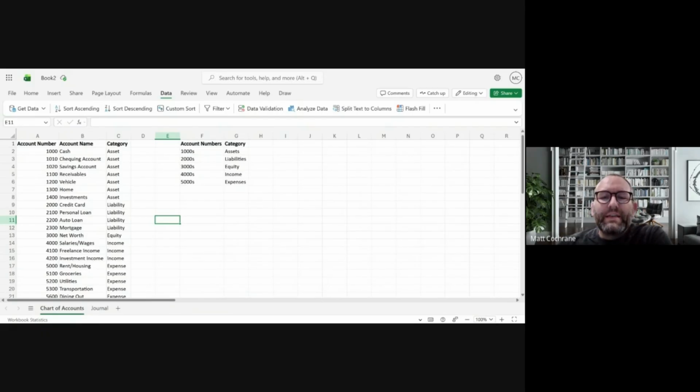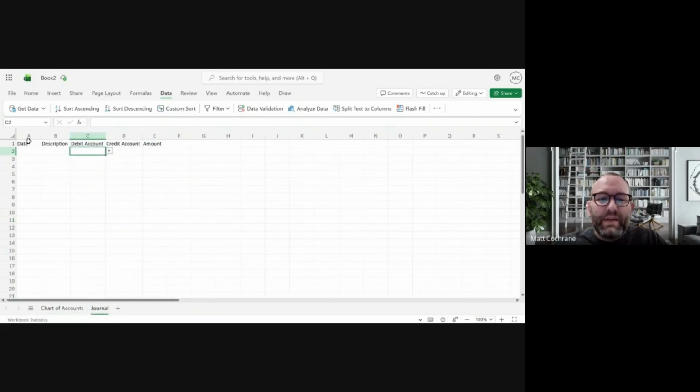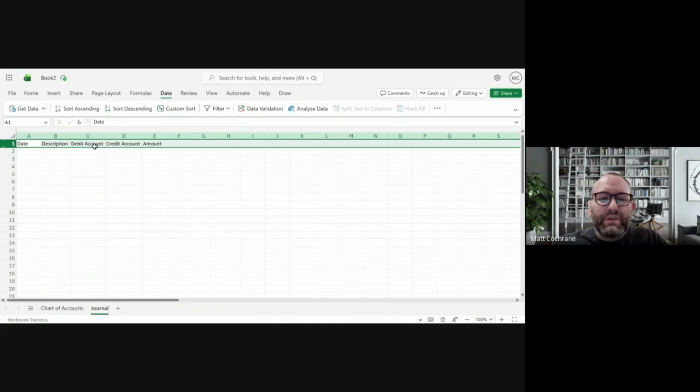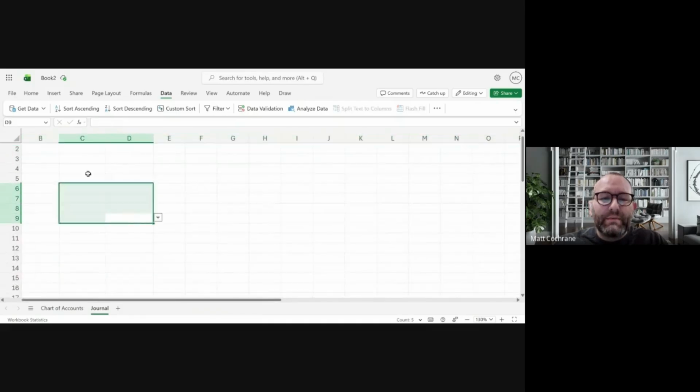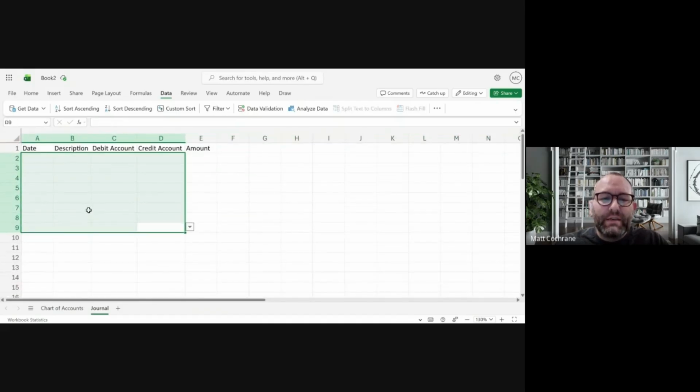So on screen here, you're going to see the chart of accounts, and this is from part 3. And then we left off by showing the journal entry tab and how to set up the journal entry framework. And we have our date, our description, our debit, and let me just make this a little bit bigger here for you. Debit account, the credit account, and the amount.